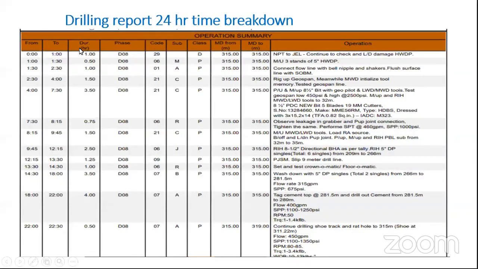Fifteen is the unit, so it goes to the next nearest one. For example, the driller finishes an operation at, let's say, 10:10. He will not write 10:10. He will write 10:15, or sometimes 10 o'clock. So if you think of a well that we drill for a few months, the error will be very, very large, right? This is one thing which is still practiced today.